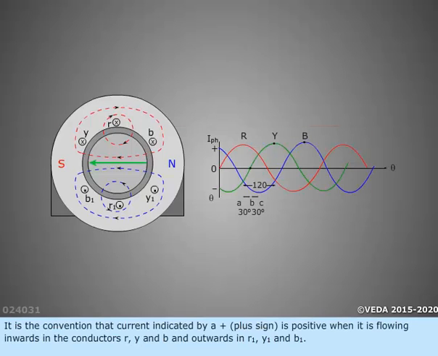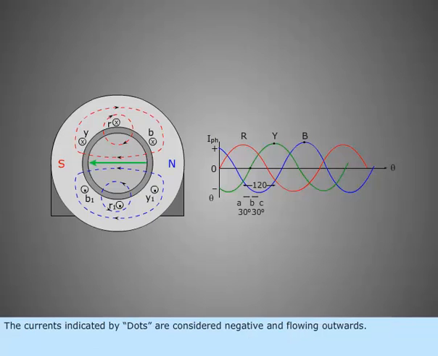It is the convention that current indicated by a plus sign is positive when it is flowing inwards in the conductors R, Y, and B, and outwards in R1, Y1, and B1. The currents indicated by dots are considered negative and flowing outwards. The currents in the three phases are represented by the curves in the figure.